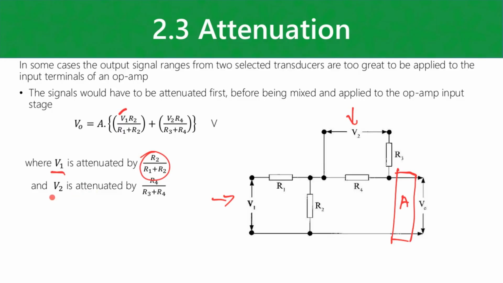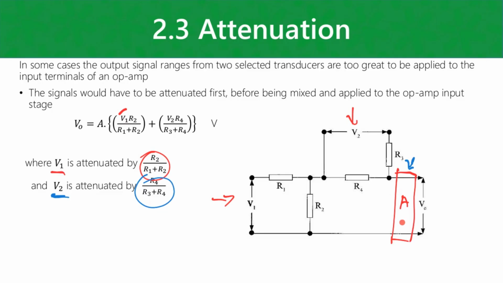And then for V2, it's just going to be attenuated by that ratio there. So R4 to the total of R3 and R4, and for V1, R2 to the total of R1 and R2. All right, and then these two voltages are essentially added together as your output. But again, like I said, you can have an amplification stage here between your final output and the attenuation circuit.